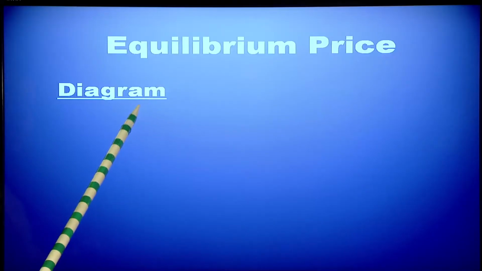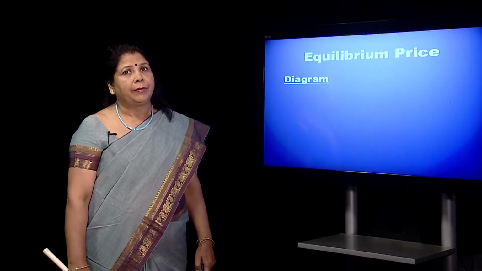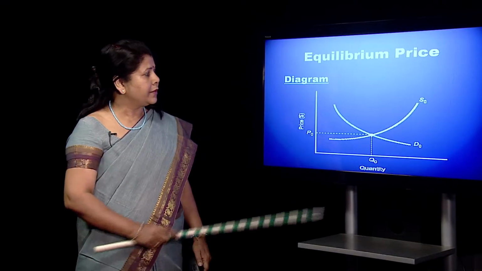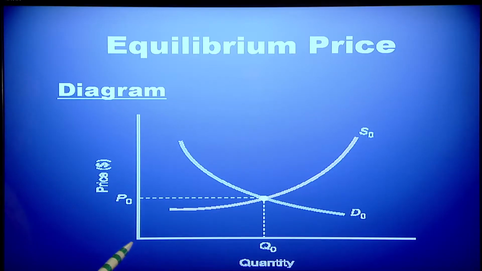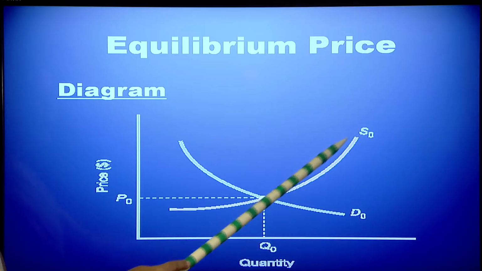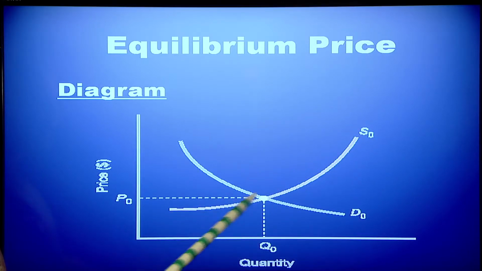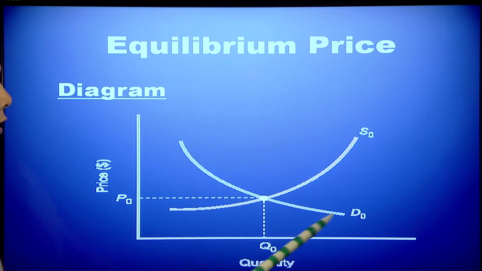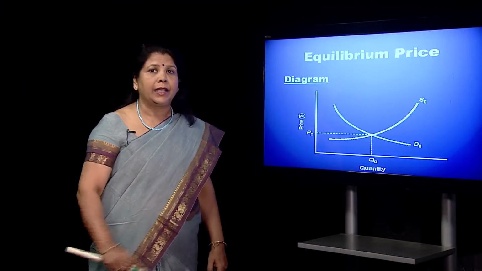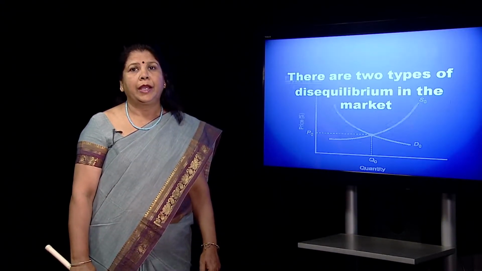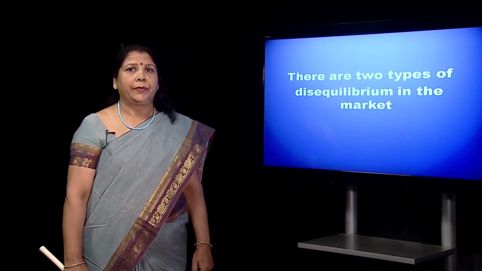The same can also be shown with the help of a diagram. We plot price on the y-axis and we plot quantities on the x-axis. The intersection of the upward sloping supply curve and the downward sloping demand curve gives us what is known as the equilibrium price and quantity.